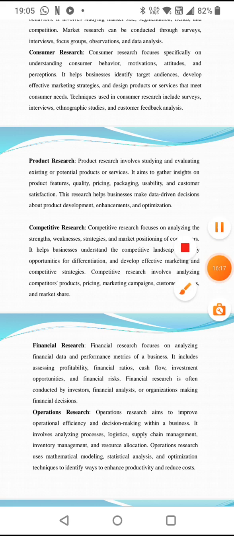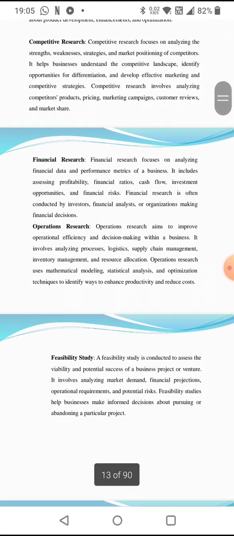Next is operations research. Operations research aims to improve operational efficiency and decision making within a business. It involves analyzing processes, logistics, supply chain management, inventory management, and resource allocation. So, this operations research uses mathematical modeling, statistical analysis, and optimization techniques to identify ways to enhance productivity and reduce costs. So, this was about operations research.